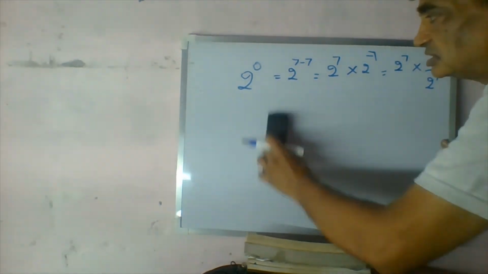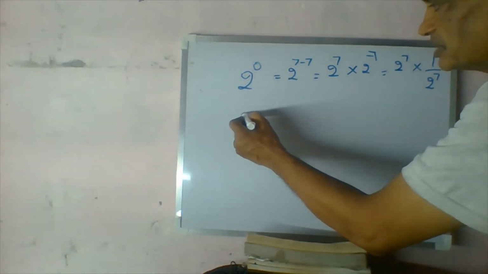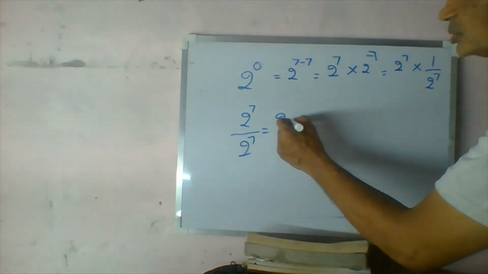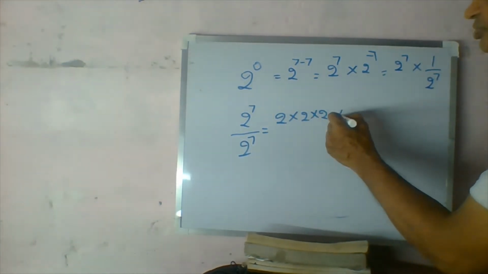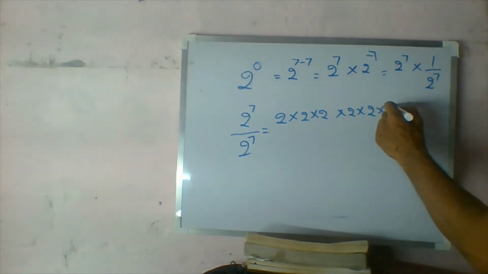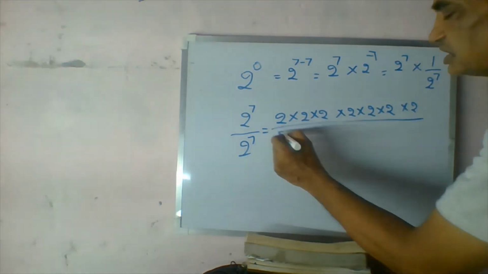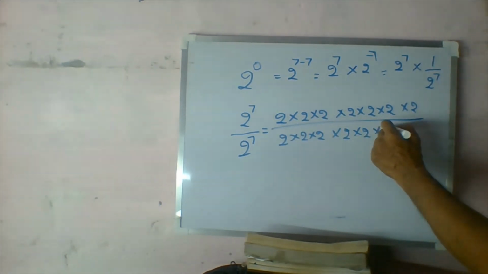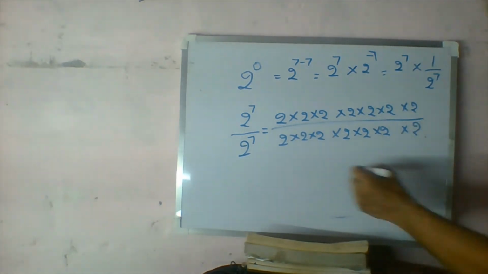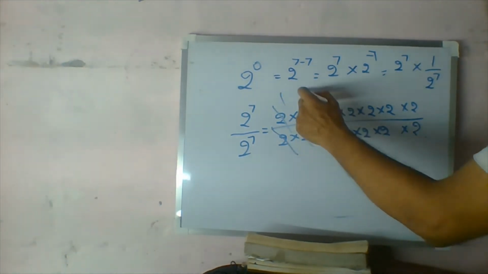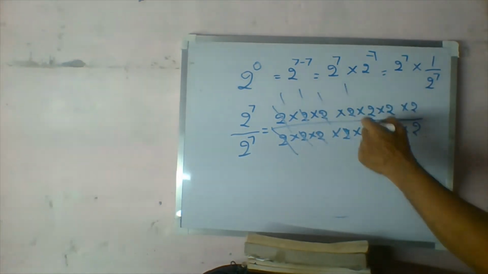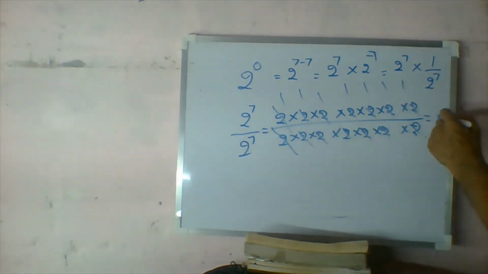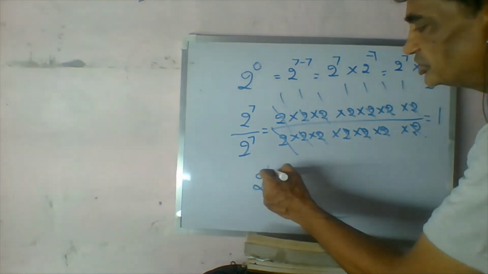Isn't it? So it will become 2 raised to power 7 divided by 2 raised to power 7. It will be 2 into 2 into 2 into 2 into 2 into 2 into 2, divided by 2 into 2 into 2 into 2 into 2 into 2 into 2. Each 2 over 2 is 1, so 1 into 1 into 1 into 1 into 1. So 2 raised to power 0 is 1.